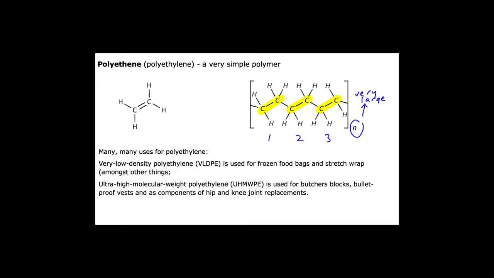And this is really solid stuff. Butcher's blocks or those white cutting boards you've seen, that's this high molecular weight polyethylene. Bulletproof vests have this material in them, so it's really strong. Components of hip and knee joint replacements. These things are lasting for many, many years inside the human body now. So this is quite a durable polymer. Very different to saran wrap, but in essence made from the same starting material, from the ethene.